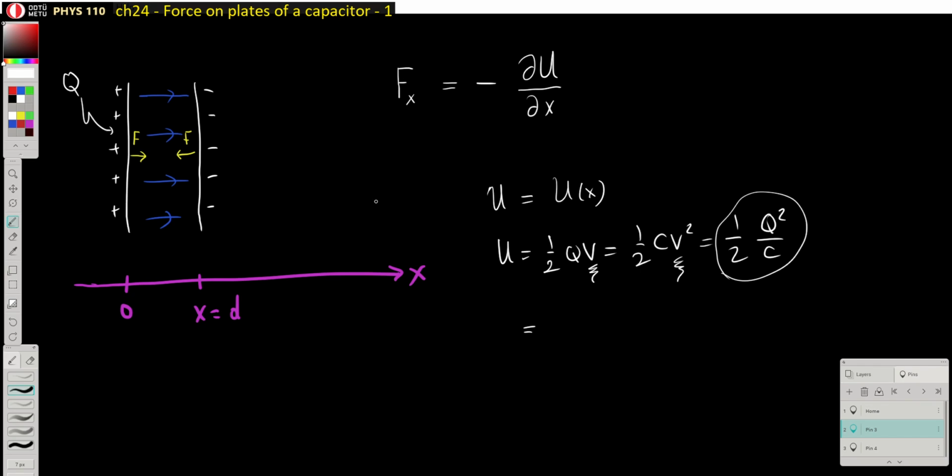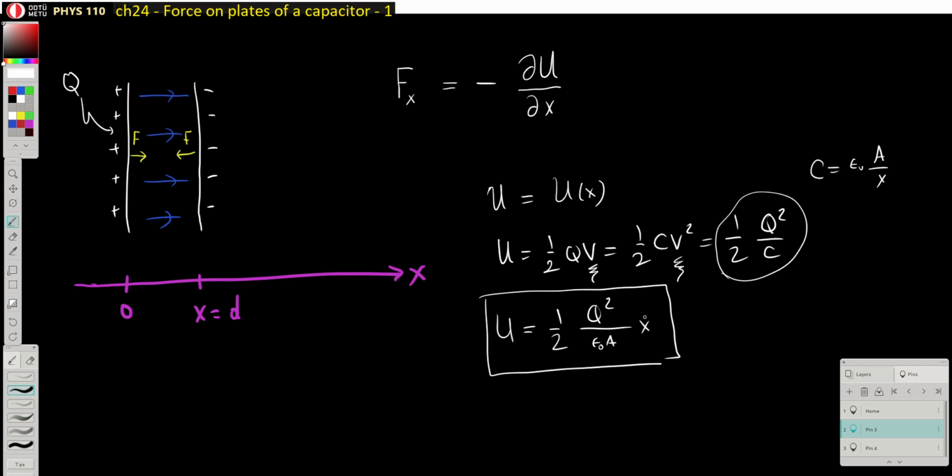And next, I need to use the capacitance expression. So let me quickly write this thing down. So C in here is epsilon 0 plate area divided by X. Okay, so when I do this, I'm going to get this. So it's Q squared divided by epsilon 0 A divided by X. So therefore, this is the potential energy expression. Just keep in mind that X is the only variable in here. Everything else is a given quantity.